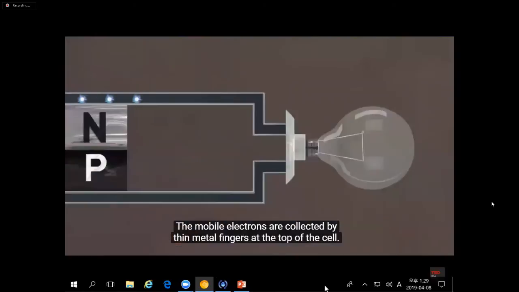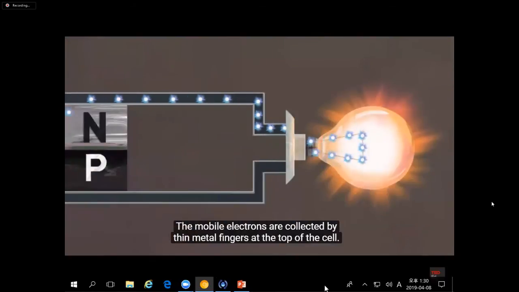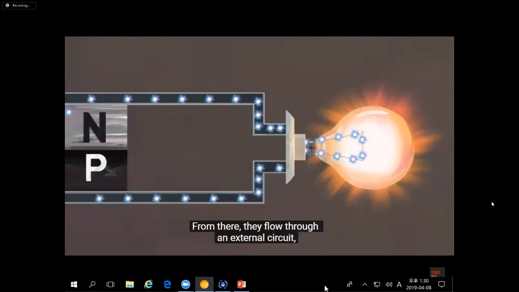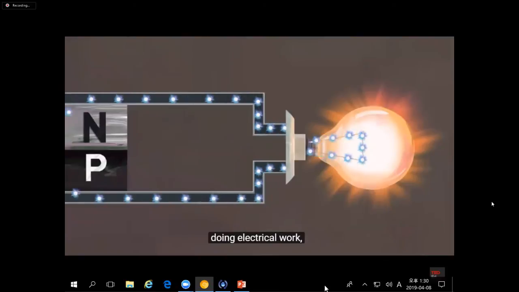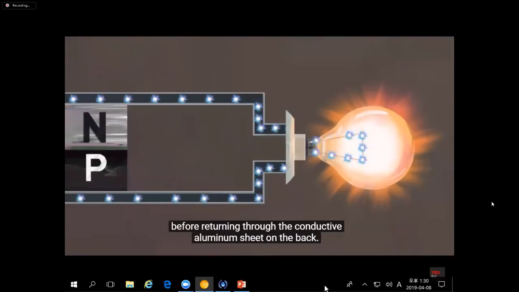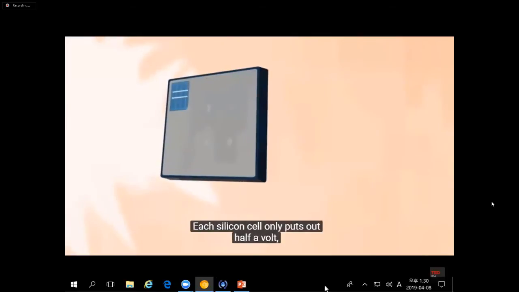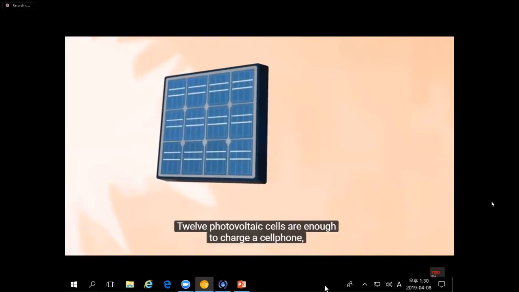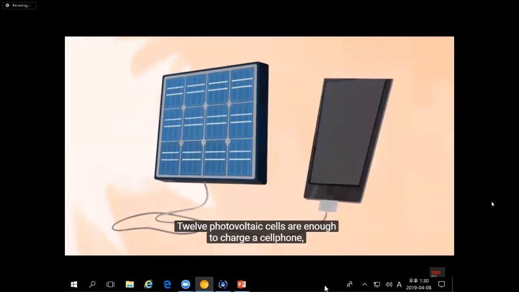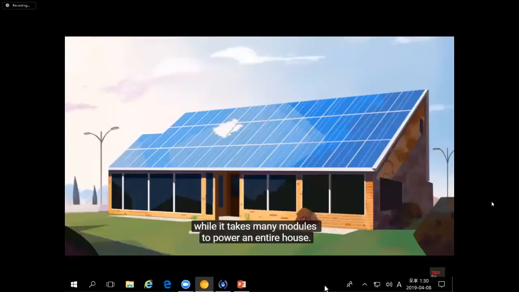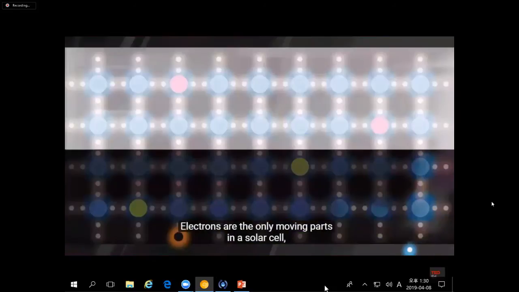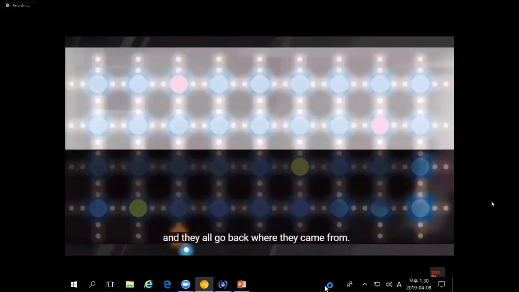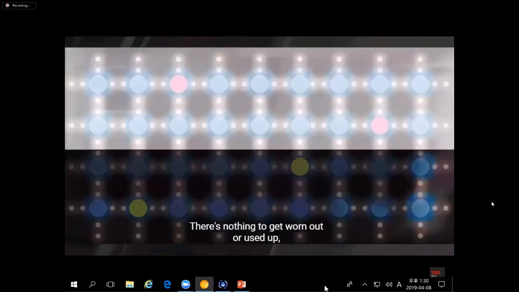The mobile electrons are collected by thin metal fingers at the top of the cell. From there, they flow through an external circuit, doing electrical work like powering a light bulb, before returning through the conductive aluminum sheet on the back. Each silicon cell only puts out half a volt, but you can string them together in modules to get more power. 12 photovoltaic cells are enough to charge a cell phone, while it takes many modules to power an entire house. Electrons are the only moving parts in a solar cell, and they all go back where they came from. There's nothing to get worn out or used up, so solar cells can last for decades.